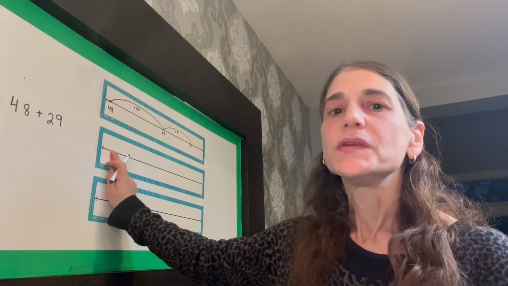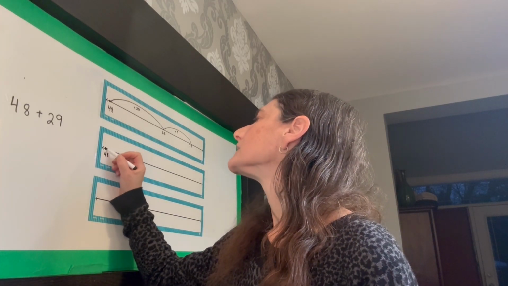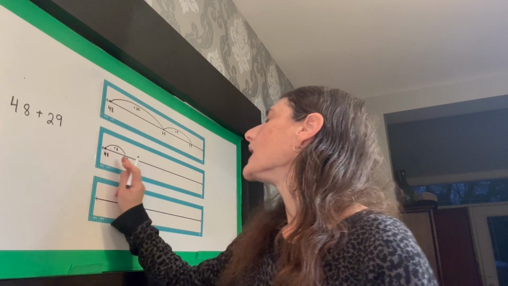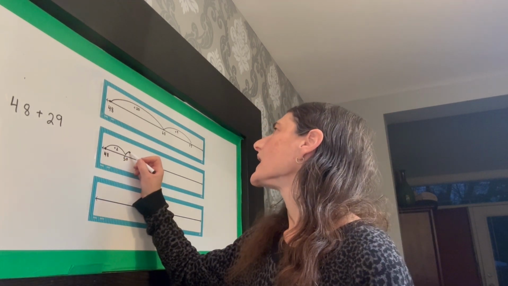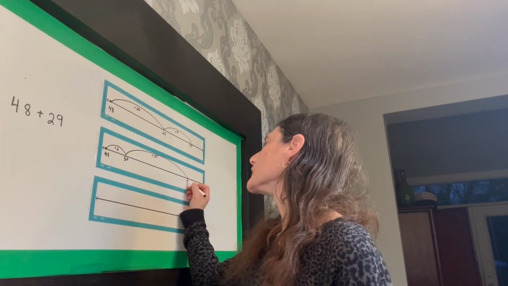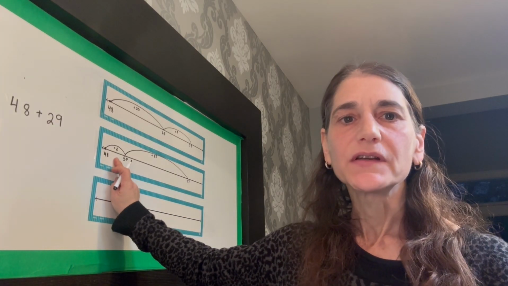The next one would be get to a friendly number. So you start at 48 and your friendly number might be 50, might not, but it might be. And that would be the plus 2, and then you have the full 27 more to do, and you can do that however you want, and that would get you to 77. And she calls that get to a friendly number.